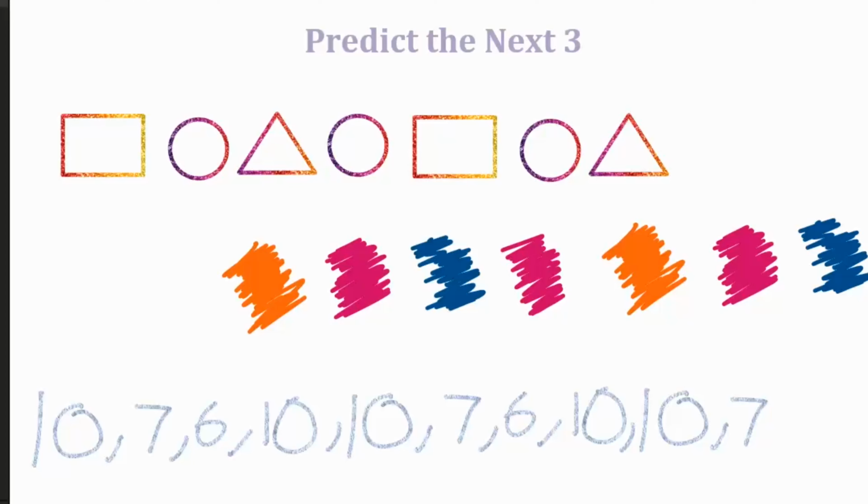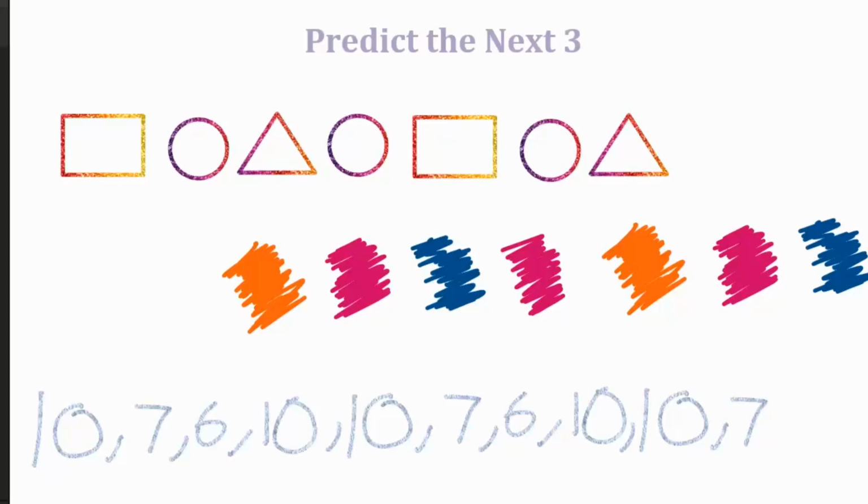Now that we're done with our main lesson, pause this video and do these 3. What you have to do here is predict the next 3. Over here, shapes, over here, colors, and over here, numbers. Okay, now pause this video and try them out. Assuming you paused this video and tried it, I'm going to show you how to do it.